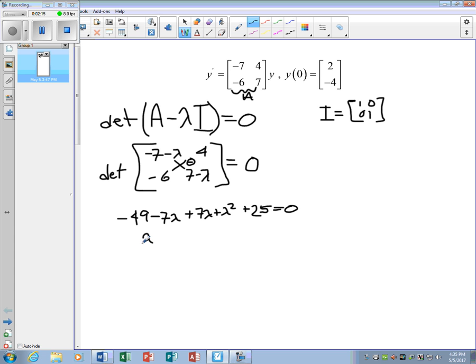So we have lambda squared, these cancel out, and then this is negative 25 equals 0. Okay, so right here we see this is a perfect square, so we have lambda 1 equals 5, and then lambda 2 equals negative 5.